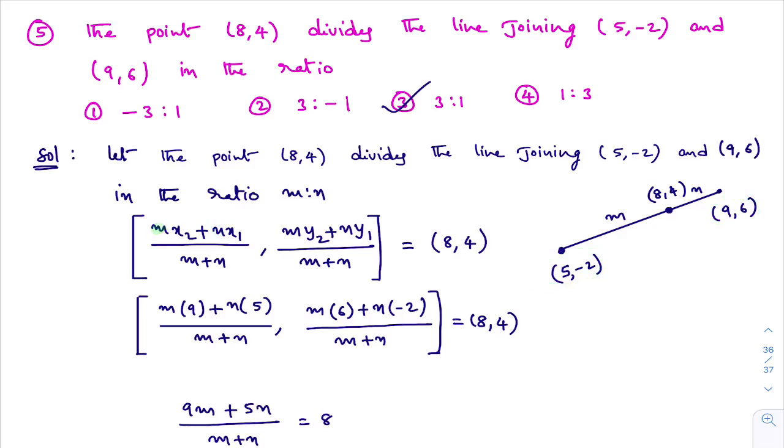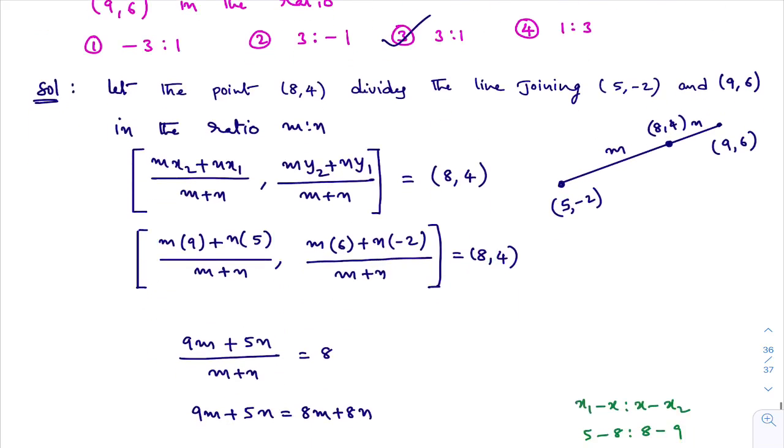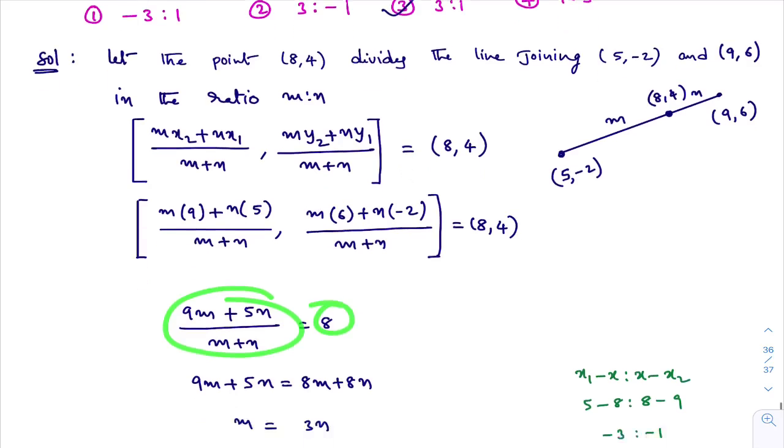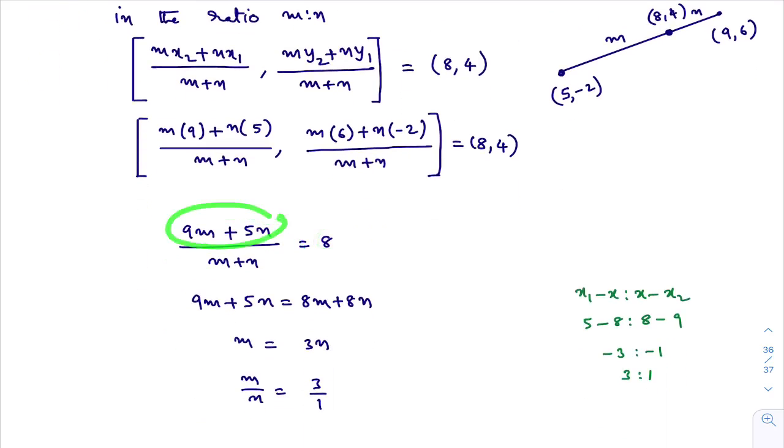m times x2, m is m only. x2 is 9. mx2 plus n is n only, x1 is 5, divided by m plus n. So (mx2 + nx1)/(m + n). Here similarly, (my2 + ny1)/(m + n). Now I'll equate these 2 points. How will I equate? I'll equate the two x coordinates. Here, see, (9m + 5n)/(m + n) equal to 8. Cross multiply: 9m + 5n equal to 8m + 8n.